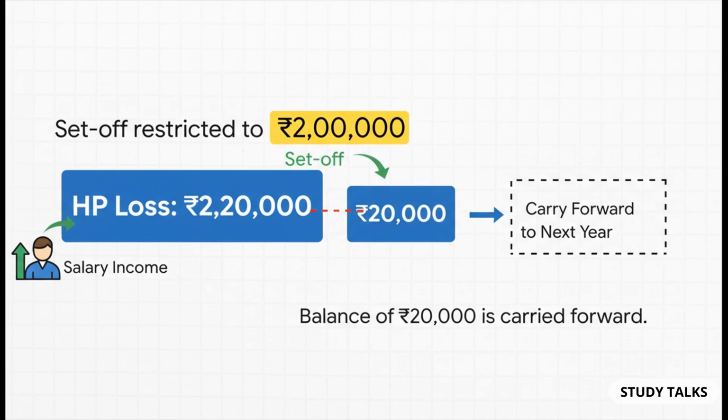Step 1. Let's tackle that house property loss. The total loss is 2,20,000. But what was that magic number? 2 lakh. Exactly. So, we can only set off 2 lakh rupees against his salary. So what happens to that other 20,000? Simple. It gets carried forward to the next year.